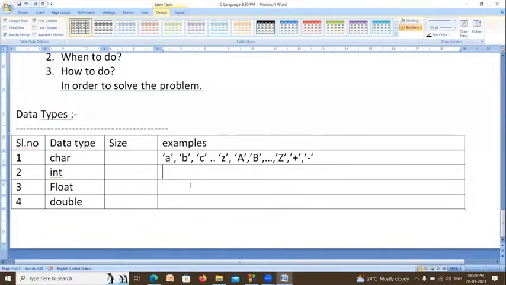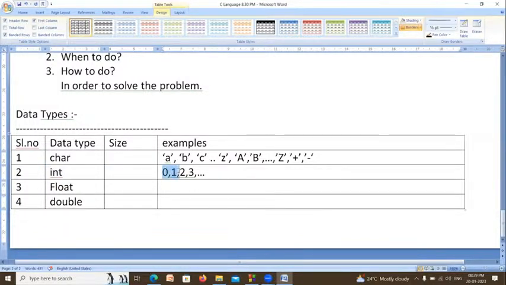Now there are some numbers on the keyboard. The numbers are 0, 1, 2, 3 and so on. These are the numbers. These are called integers in C language. 1, 2, 3, 4. Numbers are called integers.